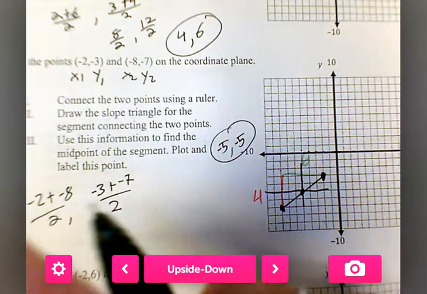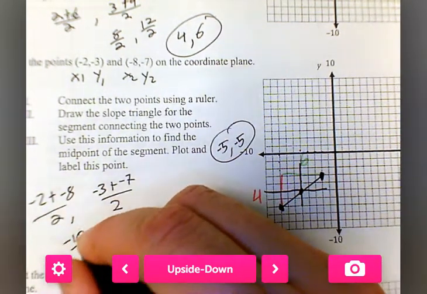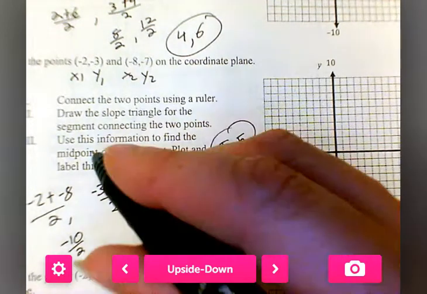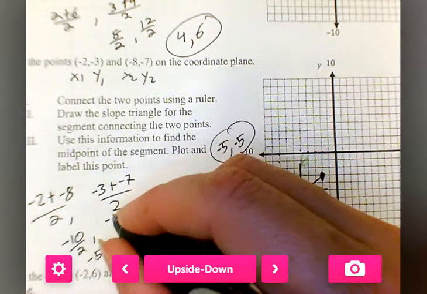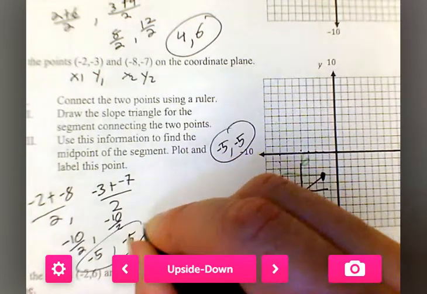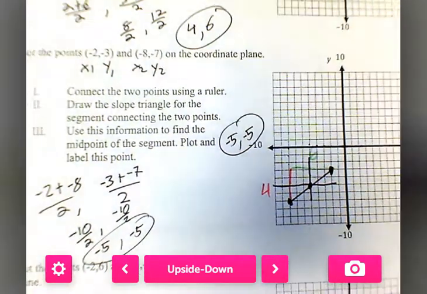Negative 2 plus negative 8 is negative 10. Over 2 is negative 5. Negative 3 plus negative 7, 7, 8, 9, 10. It's negative 10 over 2, which is negative 5. So I get the same answer either way.